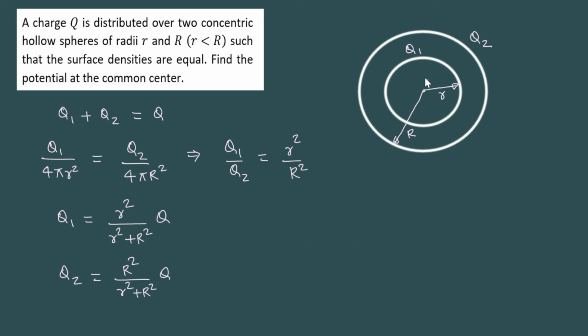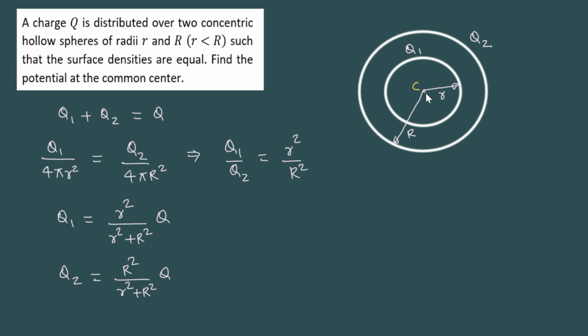So we have these charges Q1 and Q2. Now, how do I find the potential at the common center? What do we know about potential due to a shell? I've put a video which you can watch. The potential at a point just outside the shell is the same potential anywhere inside the shell.